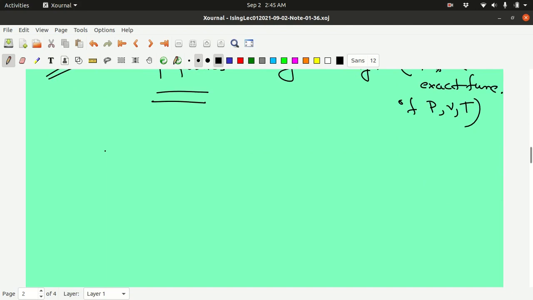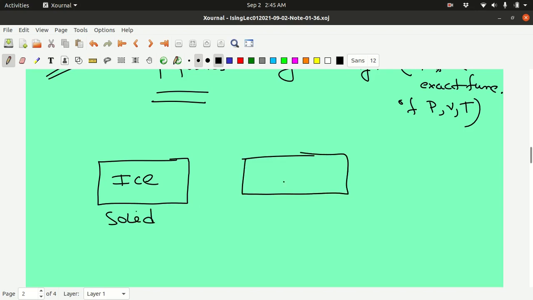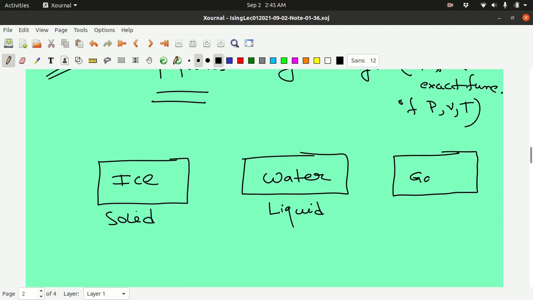Now you have the idea clear about the different types of phases. Mostly the phases that we see in our everyday life are ice, which is solid, water, which is liquid, and gas, or maybe I can say water vapor, which is gas, right?